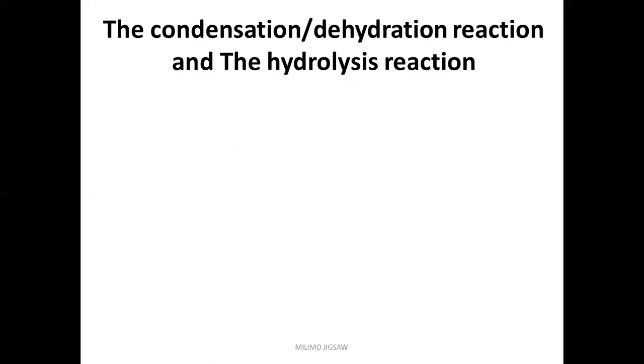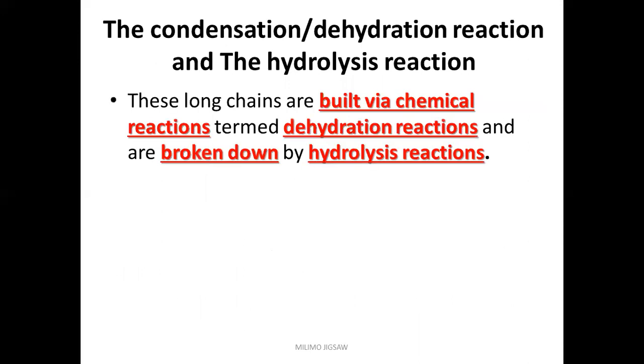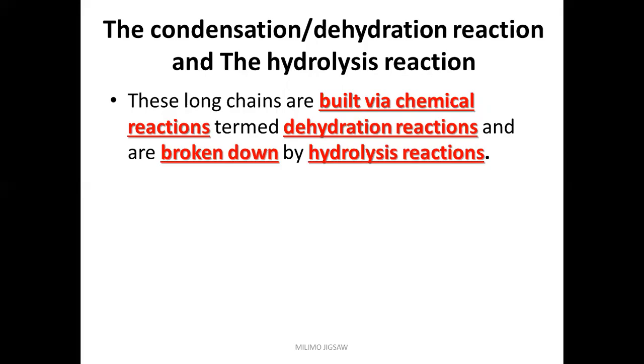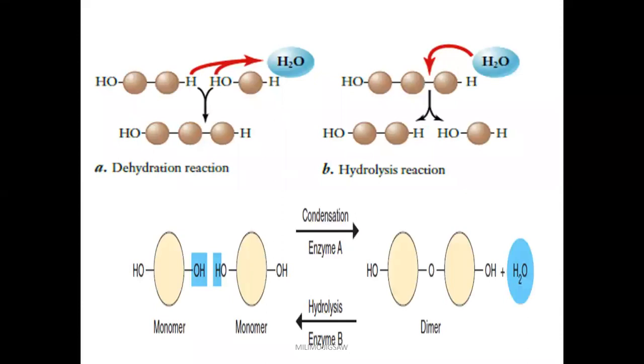Now, how are these polymers broken down or built? When you look at these molecules or the polymers, they are built via chemical reactions that we call dehydration reactions or condensation reactions. And then to break them down, they undergo a process that we call hydrolysis. Okay, so a dehydration reaction.